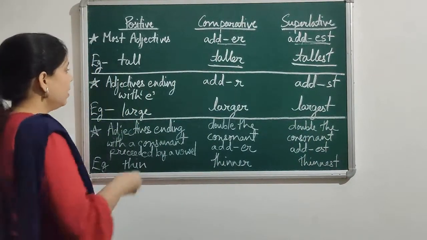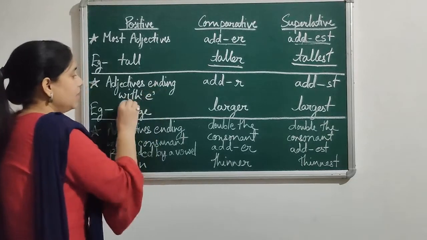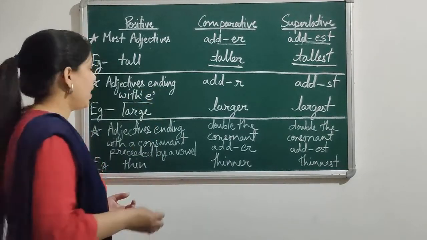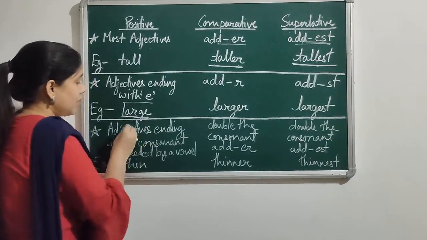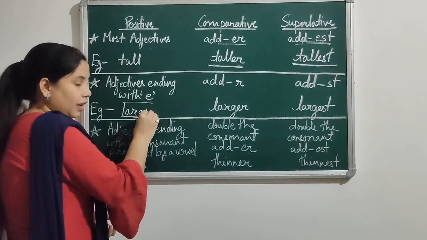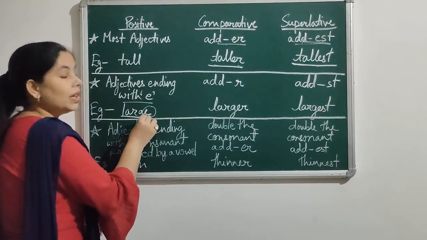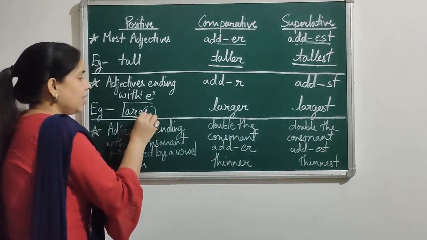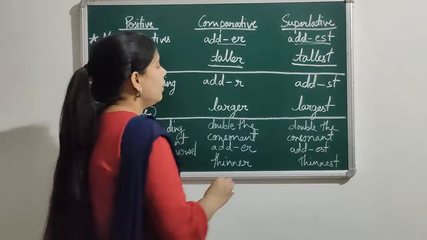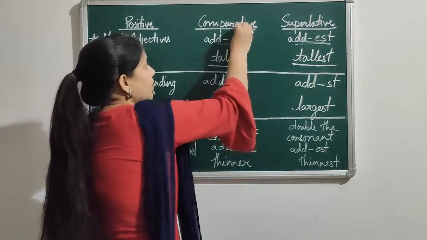Second way is, when the adjectives are ending with e. Whenever the adjectives are ending with e, for example, large, L-A-R-G-E. Here, as you can see, the positive degree is ending with the alphabet E at the end. In that condition, what we will do? We will add only R to form the comparative degree.